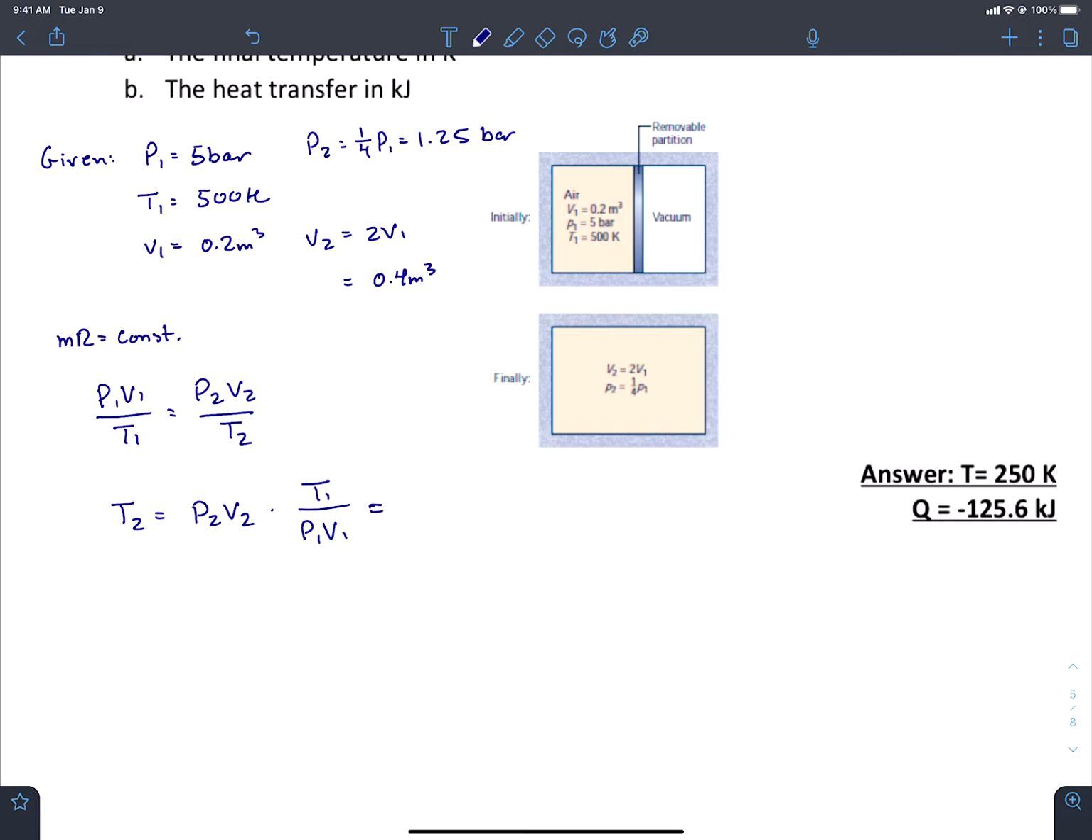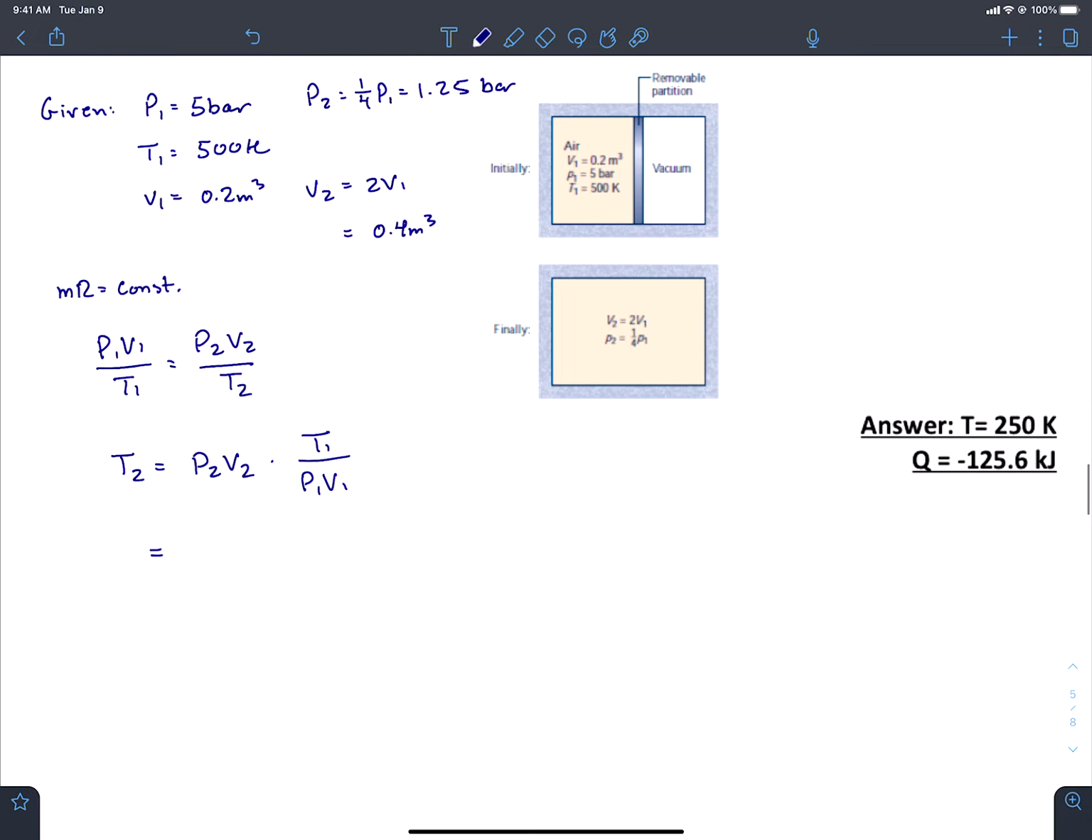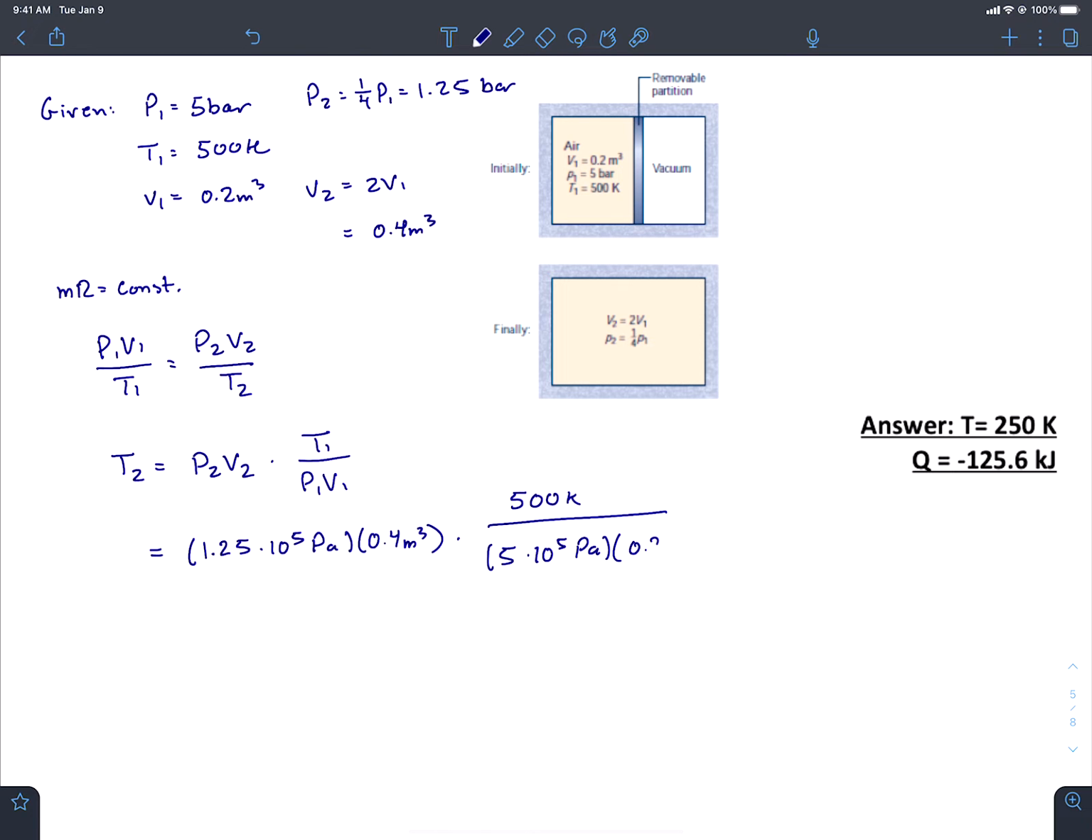Solving for this, let me solve it down here. Just plugging everything in, 1.25 times 10 to the 5th Pascal times 0.4 meters cubed times 500 Kelvin over 5 times 10 to the 5th Pascal times 0.2 meters cubed. So this gives us 250 Kelvin.